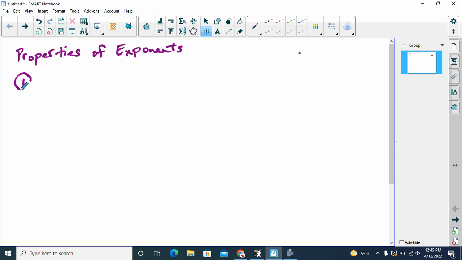material. The first property of exponents is if I am multiplying 2 things that have the same base, so x to the a times x to the b, we can add those exponents. We can say that that's the same thing as x to the a plus b.